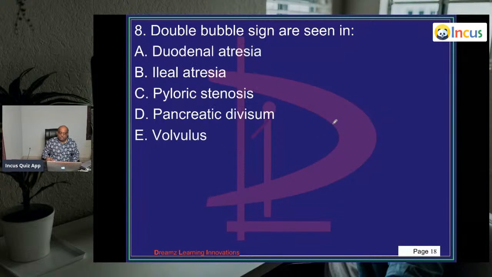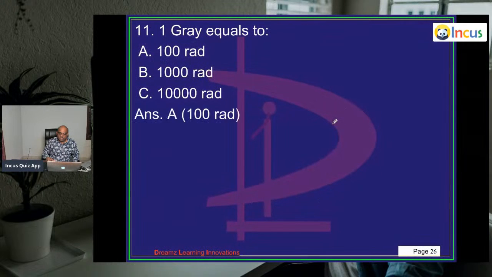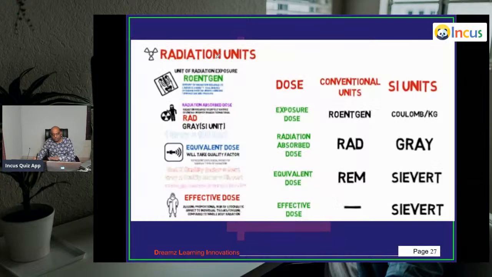Now, one gray is equal to how many rads? This is one of the fundamental questions. If you look at the past 20 years of question papers, this is something that is often asked. So 1 gray is equal to 100 rads is what we need to remember.